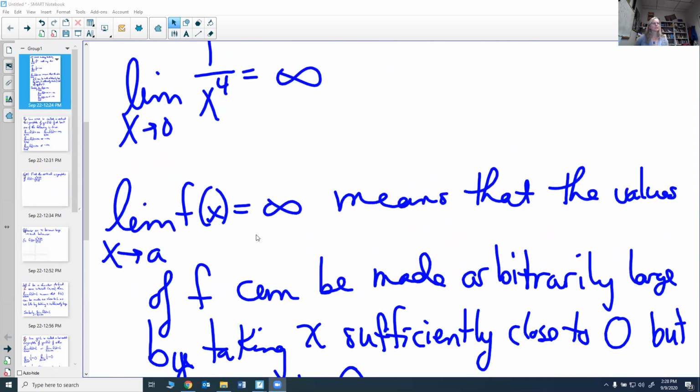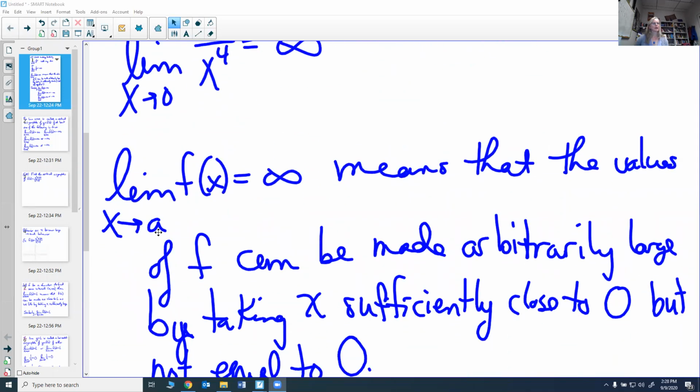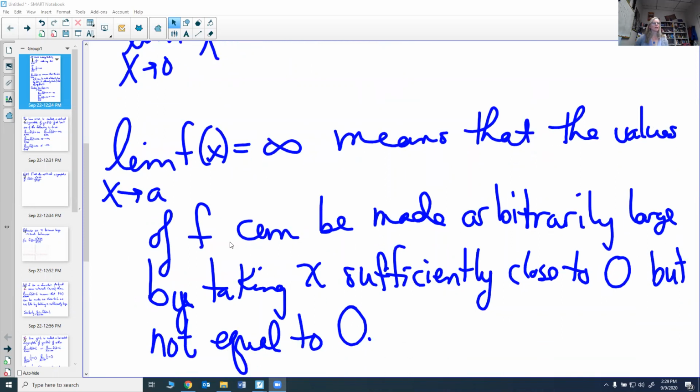And so we can actually define this as the limit as x goes to a of f of x equals infinity, which means that the values of f can be made arbitrarily large by taking x sufficiently close to a, but not equal to a. Not to be 0 always.